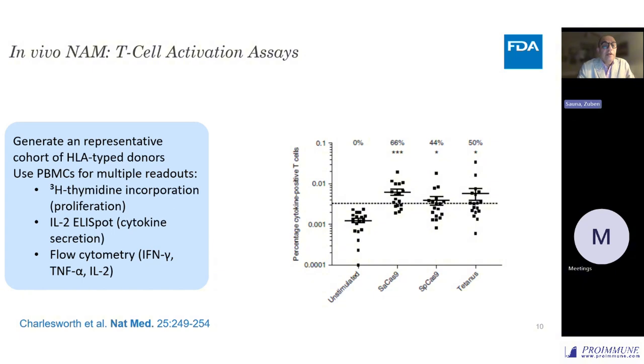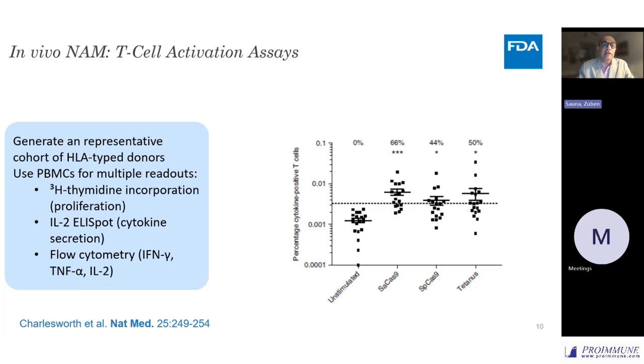This is an example of T cell activation assays, and increasingly we have novel modalities like Cas proteins, vectors for gene therapy, etc. Here, this is a study by Charlesworth et al. looking at pre-existing immunity to SA and SP Cas9 proteins. And again, you are looking at HLA typed donors and using PBMCs, which you can use for multiple readouts.